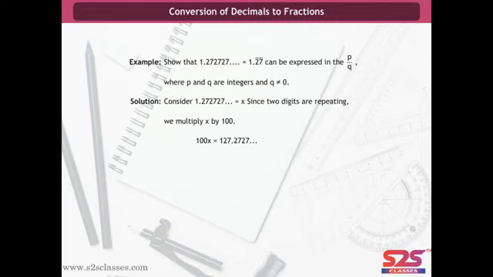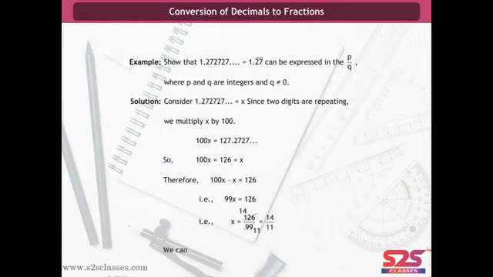We get 100x is equal to 127.2727 and so on. 100x is equal to 126 plus 1.272727, as 1.272727 and so on is equal to x. So 100x is equal to 126 plus x. Therefore 100x minus x is equal to 126. So x is equal to 126 by 99, which is equal to 14 by 11. We can check the reverse of it, that is 14 by 11 is equal to 1.27 bar.